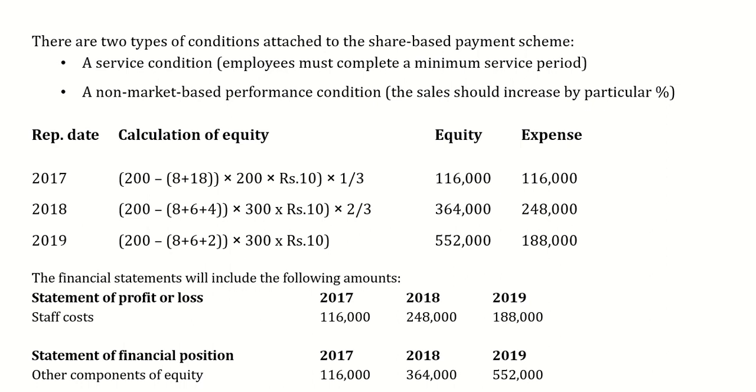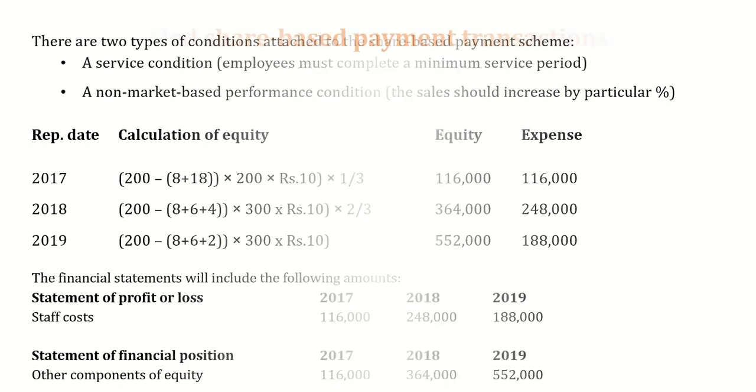Right, so the learning point of this example or question is that you want to determine the non-market based performance condition. When you are estimating the liability or the equity you have to consider this non-market condition, not like the market conditions. When it comes to a market condition, whether it is achieved or not, you still continue to recognize it. But here, when you are measuring the equity settled share based payment and there is a non-market based performance condition, you want to consider that fact, and depending on whether the particular non-market condition is achieved or not, you want to determine the number of share options going to vest. Right, okay.